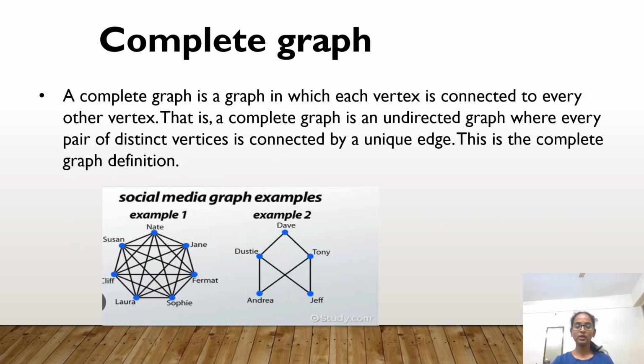Complete graph. A complete graph is a graph in which each vertex is connected to every other vertex. That is, a complete graph is an undirected graph where every pair of distinct vertices is connected by a unique edge. This is the complete graph definition.